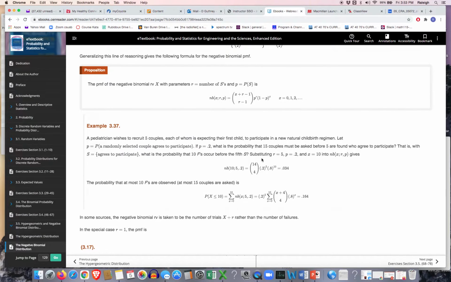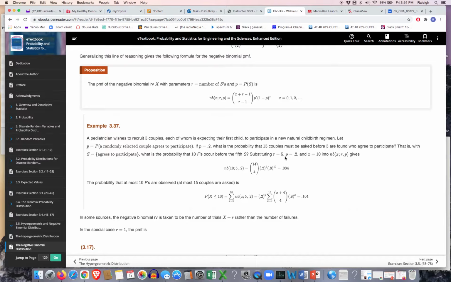Here's the example for this part of the section. A pediatrician wishes to recruit 5 couples, each of which is expecting their first child. They're to participate in a new natural childbirth regimen. So now we're looking at little p being the probability a randomly selected couple agrees to participate. They're going to assume right now that p is 0.2, 20%. What's the probability that 15 couples must be asked before 5 are found who agree to participate? That is, with S being agreeing to participate, what's the probability we get 10 failures before the 5th S? One could even say like 10 tails for your 5th head if you're flipping coins. But not in this case.